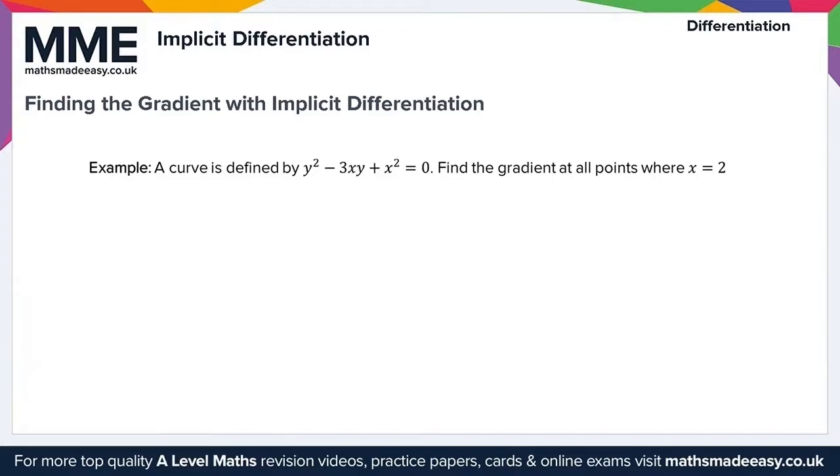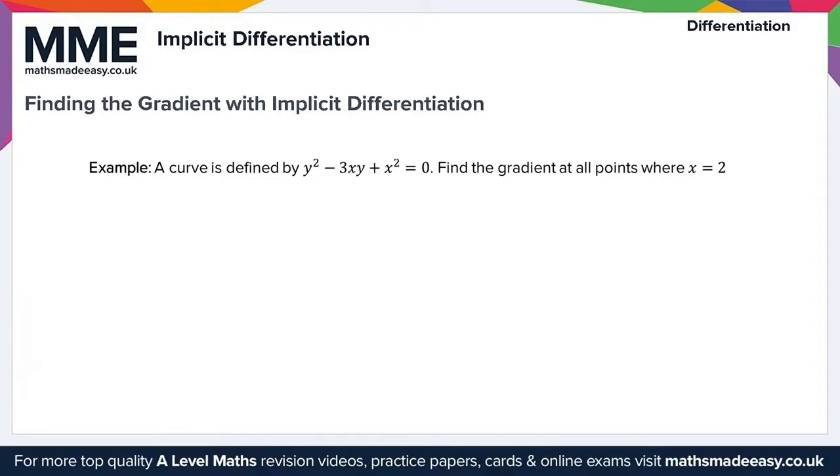And we can calculate the gradient at a given x value by finding the y value from the equation for the curve, and then simply finding dy by dx at these values of x and y. We can also find other things, such as an equation linking x and y at stationary points, dy by dx equals 0. So if we take a look at this example here, we're told a curve is defined by y squared minus 3xy plus x squared equals 0. We want to find the gradient at all points where x equals 2.